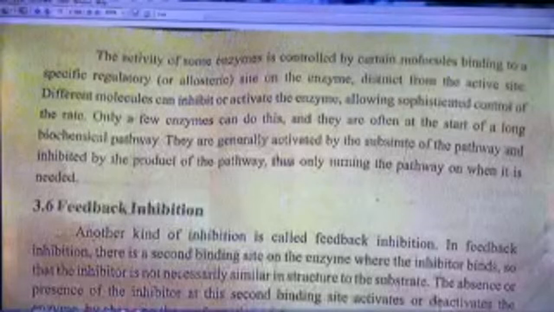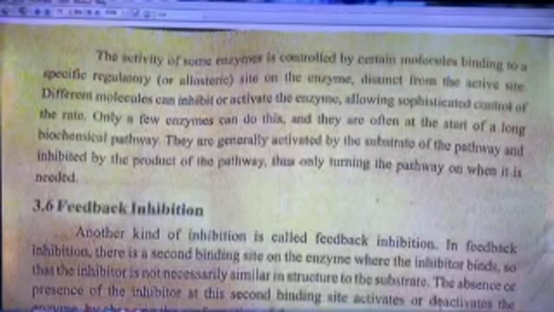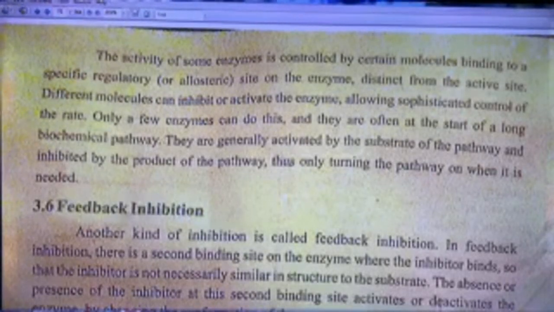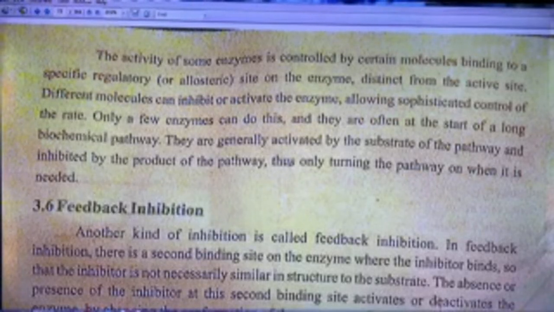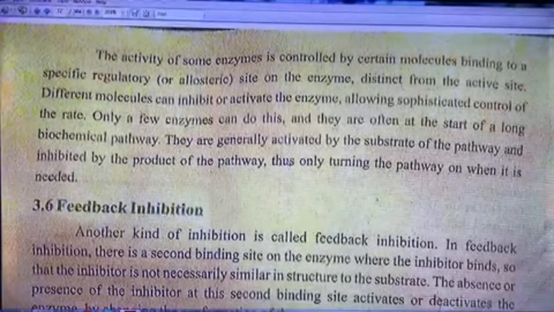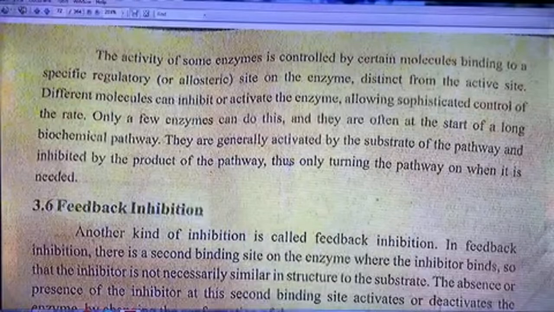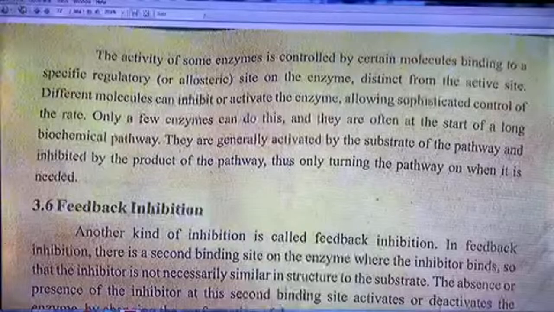The activity of some enzymes is controlled by certain molecules binding to a specific regulatory or allosteric site on the enzyme. Distinct from the active site, different molecules can inhibit or activate the enzyme, allowing sophisticated control of the rate. Only a few enzymes can do this, and they are often at the start of a long biochemical pathway. They are generally activated by substrate of the pathway and inhibited by product of the pathway, thus only turning the pathway on when it is needed.